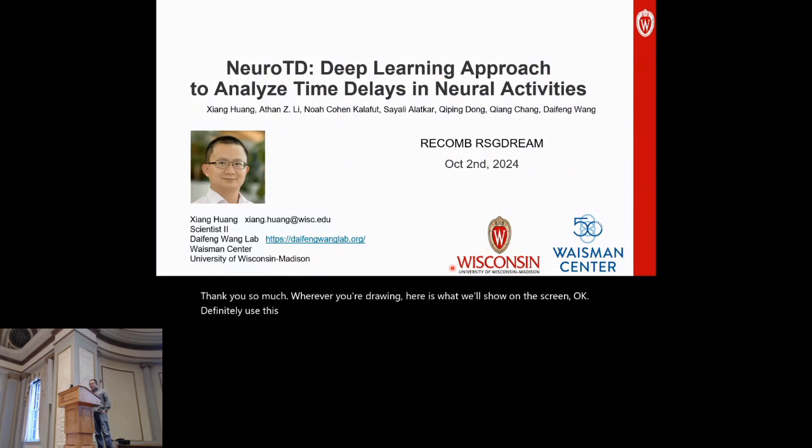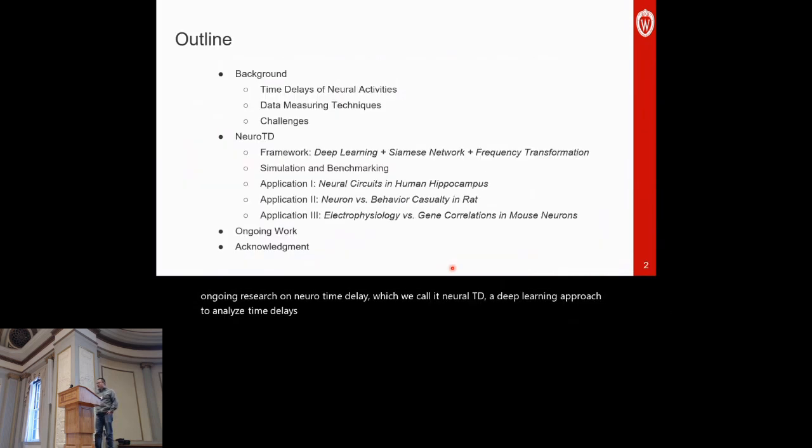Good afternoon, everyone. My name is Xiang Huang, a computer scientist at the Weizmann Center here at University of Wisconsin-Madison. Today, I represent our ongoing research on neural time delay, which we call NeuroTD, a deep learning approach to analyze time delays in neural activities.